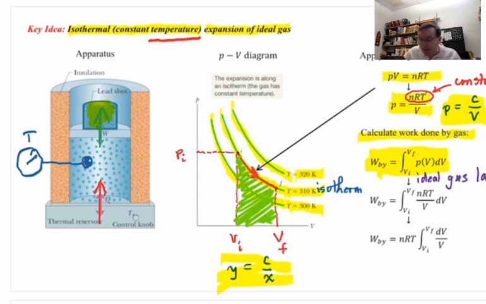Which I rearranged up above as P equals nRT over V. So that's how I get the next line. See? nRT over V times dV. I have to do that integral.